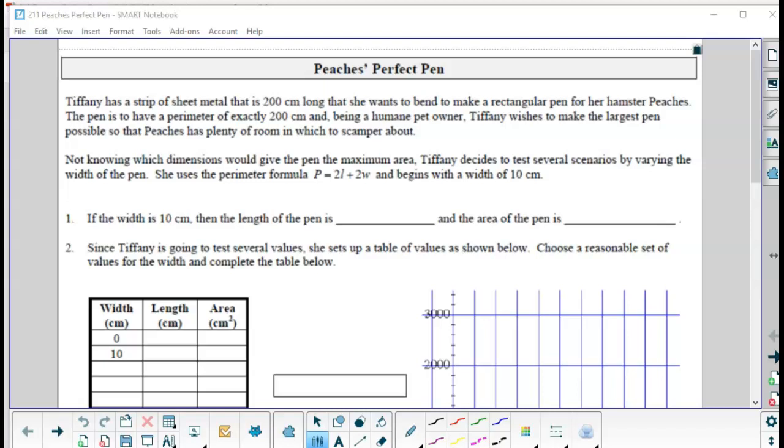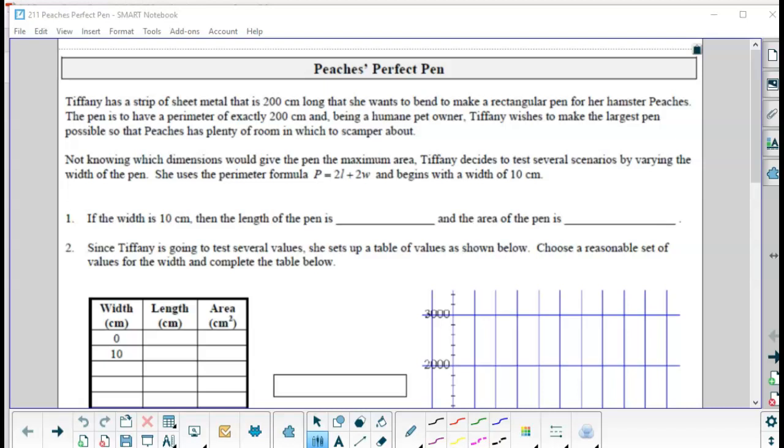Not knowing which dimensions would give the pen the maximum area, Tiffany decided to test several scenarios by varying the width of the pen. She used the perimeter formula. Perimeter of a rectangle is 2 times the length plus 2 times the width, and she begins with a width of 10 centimeters. Obviously there can be widths in between, but we're just looking for a pattern going up by tens.